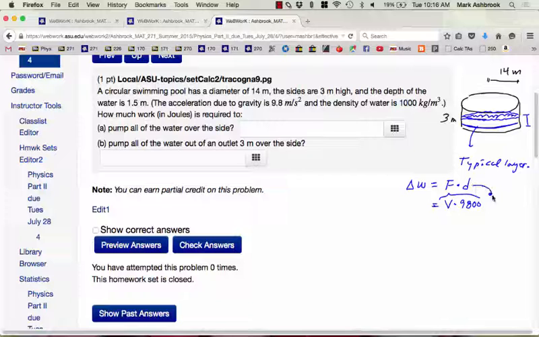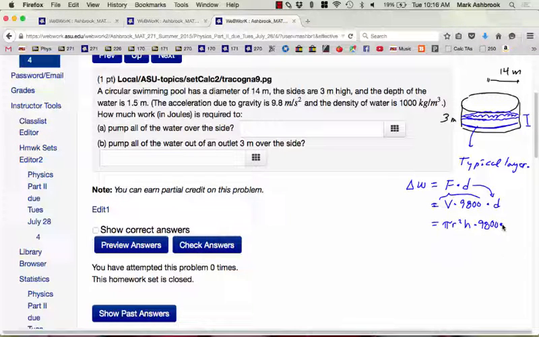And then D is going to be the distance that we have to move that layer of water. Force times distance. Okay, so what's the volume? Volume of what? A cylinder. Yeah, like a pancake, right? The layer is the volume of the pancake, so it's going to be pi r squared H. It's going to be our volume times 9,800 times D.